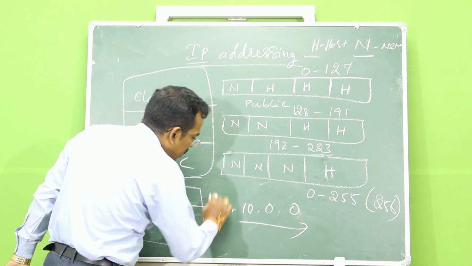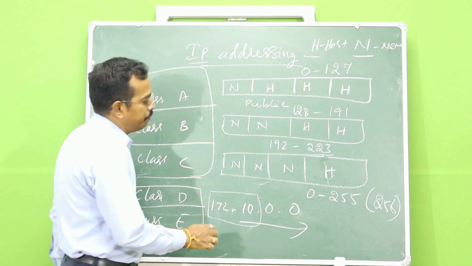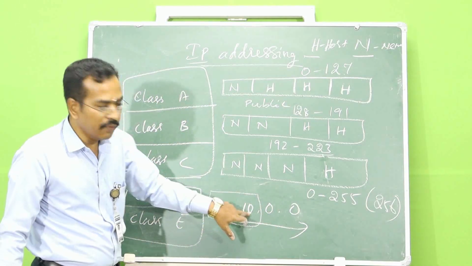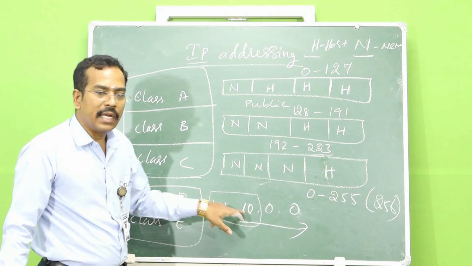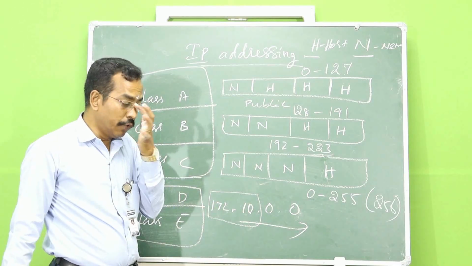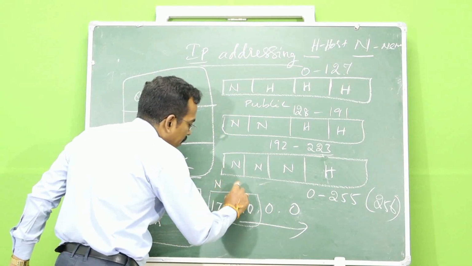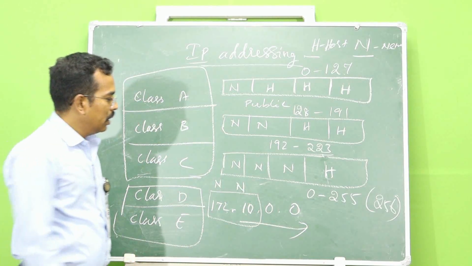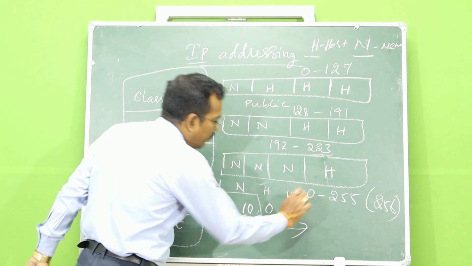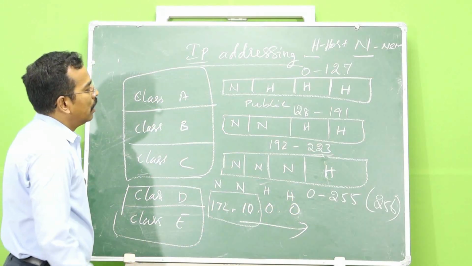So here, these 2 will be fixed. Since it is class B, this is given to the network, so we can't assign this for the host, right? It will be for the network. Since it is class B, these 2 8-bits will be given for the network, and these 2 8-bits will be given for the host, right?